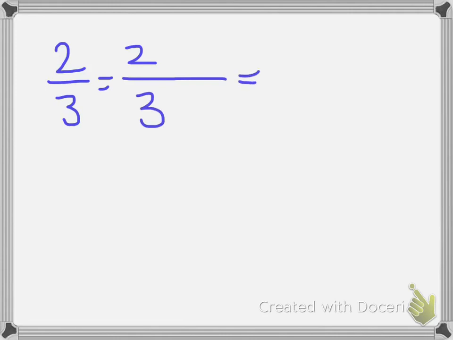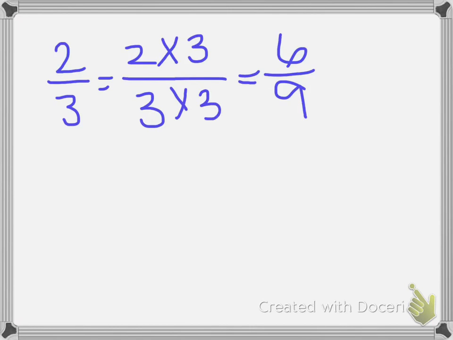So I started with 2/3. And I somehow got to 6/9. We know from our division earlier that it's going to be 3, but let's just pretend we don't. We're going to ask ourselves, 2 times what is going to give me 6? Well, 2 times 3 will give me 6. If I multiply my numerator by 3, I also have to multiply my denominator by 3.